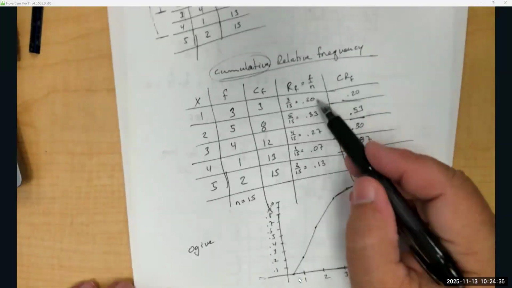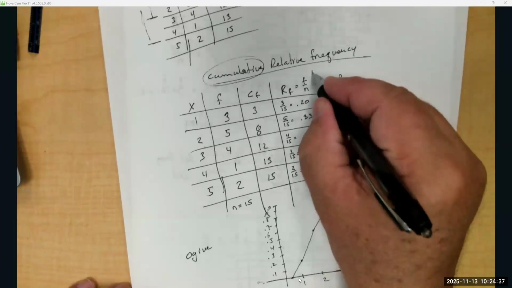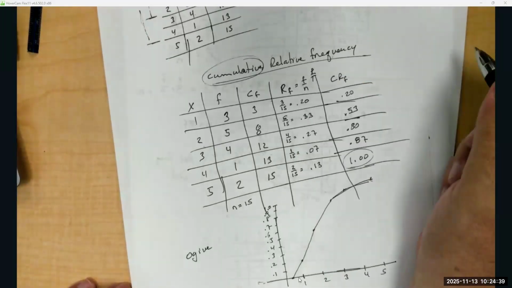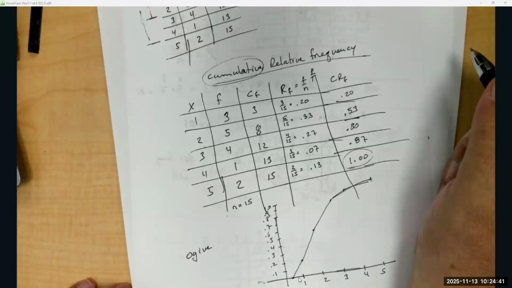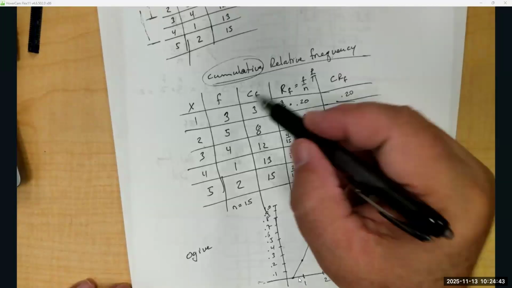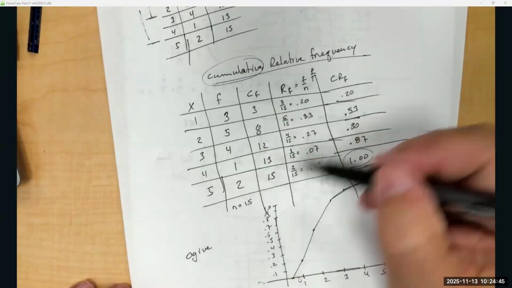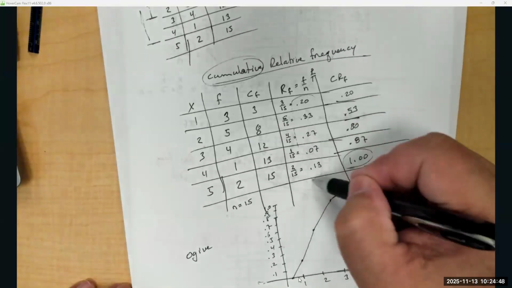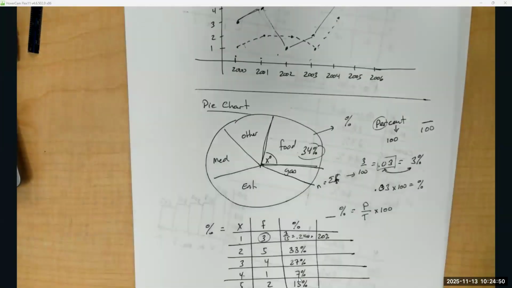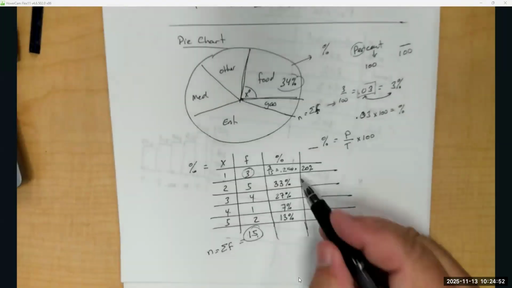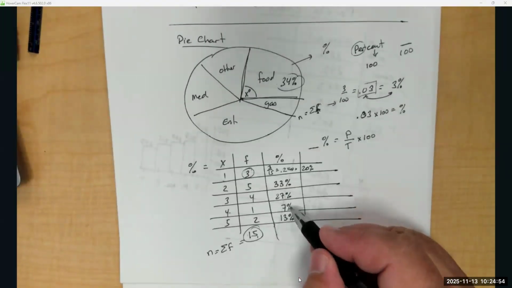We did this already. We did the relative frequency. That's part over total. The relative frequency is your frequency over your n. Take each one of these, multiply by 100, you get 33%, 27%, 7, 13.